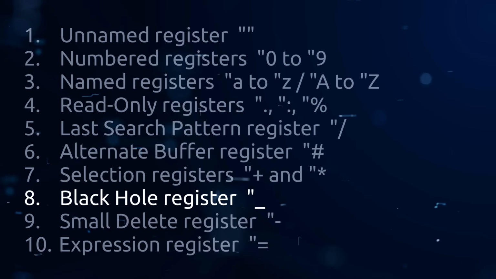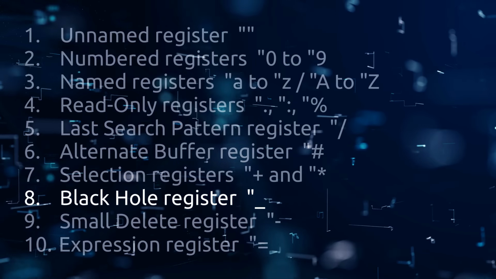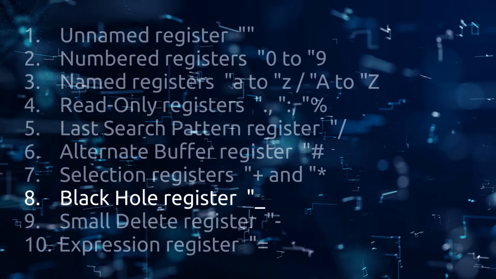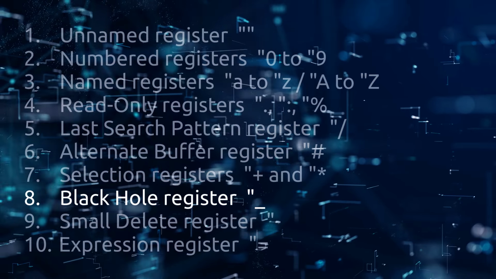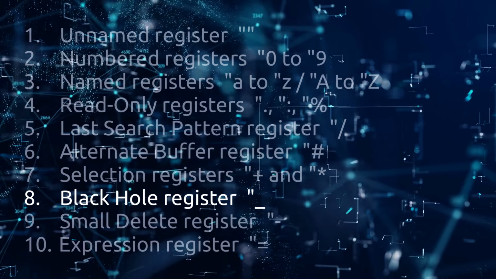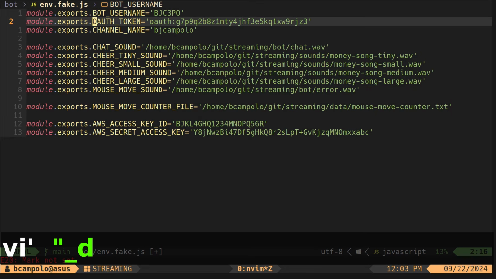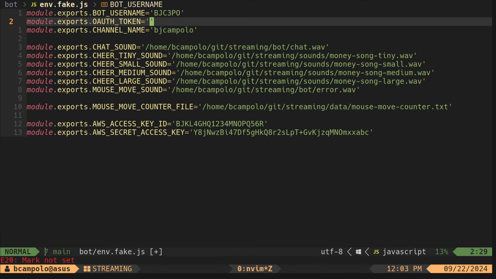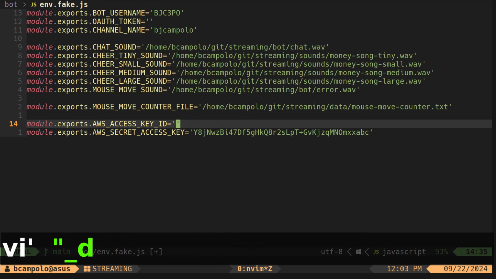Next is the black hole register, represented by double quote _. This is another interesting one. When you delete text into this register, it disappears without affecting any other registers. It's perfect for when you want to delete something like an API key or password without accidentally saving it to a register.